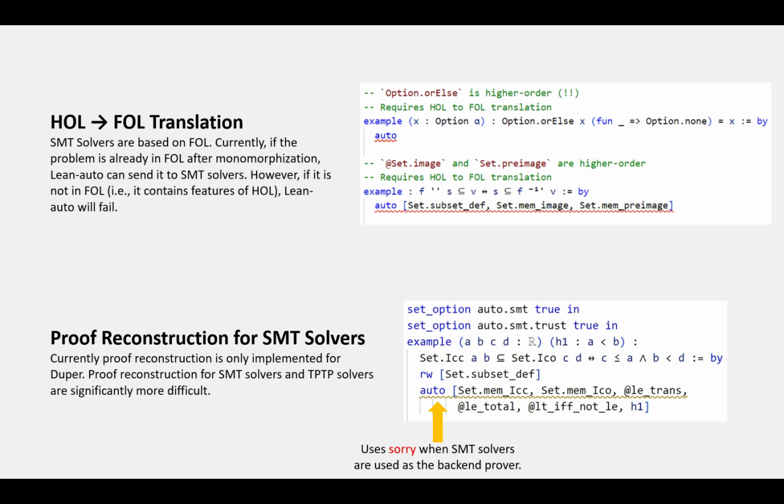And finally, we also want proof reconstruction for SMT solvers. So currently, LingAuto uses sorry when the SMT solver returns a proof. And after we implement proof reconstruction, this sorry is no longer needed.